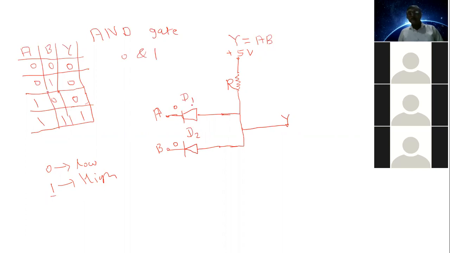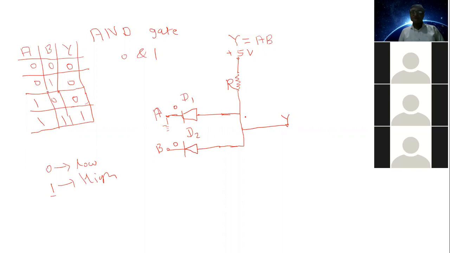Now see here, diode D1 has 0 volt given to its cathode, and the anode receives high voltage, plus 5 volt. Therefore, diode D1 is? On. Right, very good. It is forward biased, so it is on and conducts current. This 5 volt is then grounded. 0 volt means it is grounded. That 5 volt is grounded here like this.